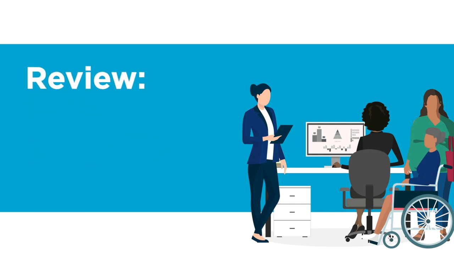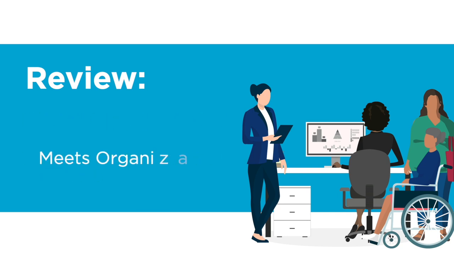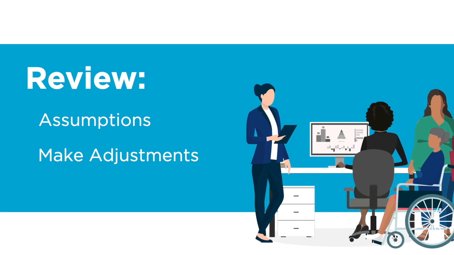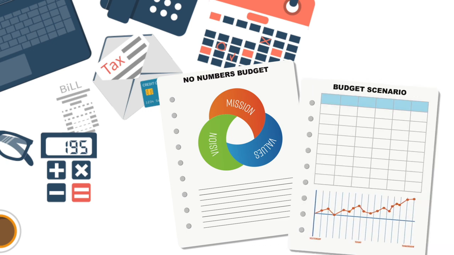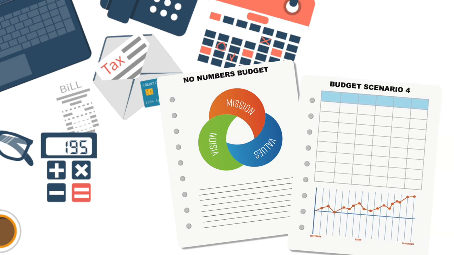Then, review the draft budget to verify that the draft meets program and organizational goals. Review and discuss all assumptions with key staff members and the board. Make adjustments based on goals and capacity to match income and expenses. It will take some back and forth to go from a no-numbers budget to a version that's in line with your current financial situation. This is the part that can take time and multiple drafts, so it's important that you start this process well before the board needs to approve the budget.